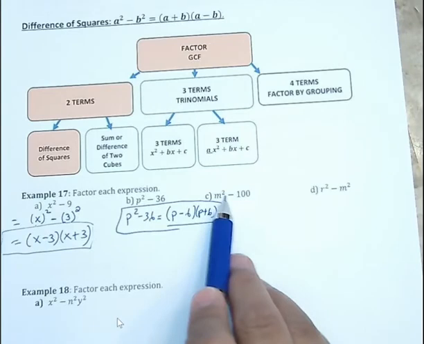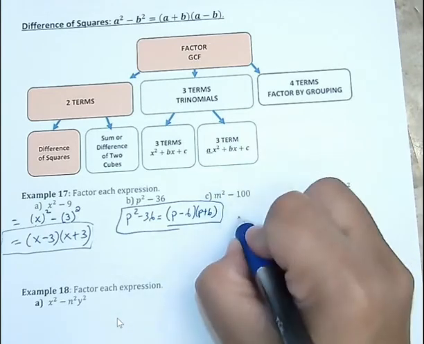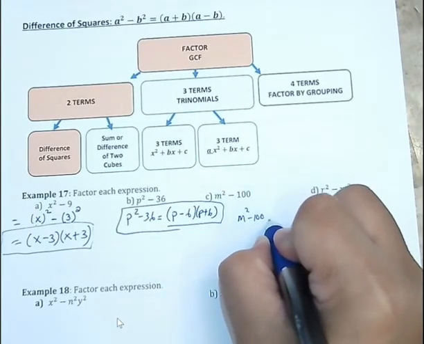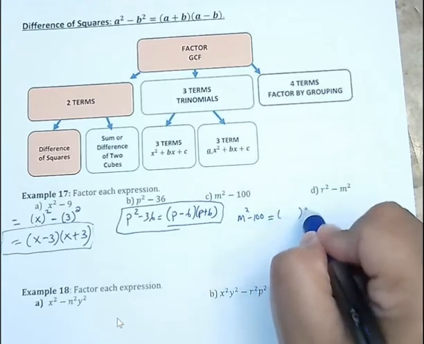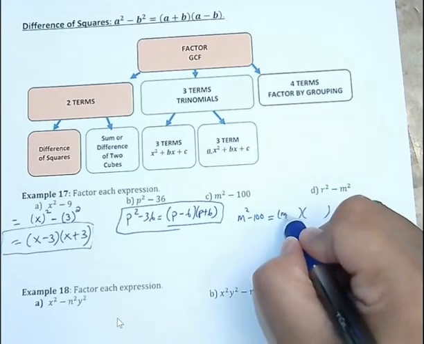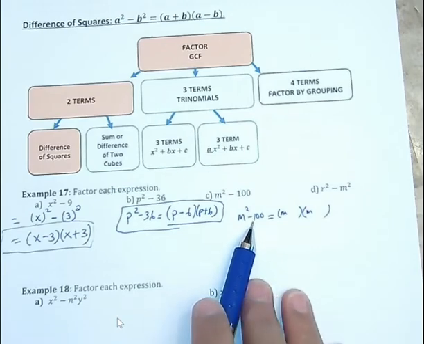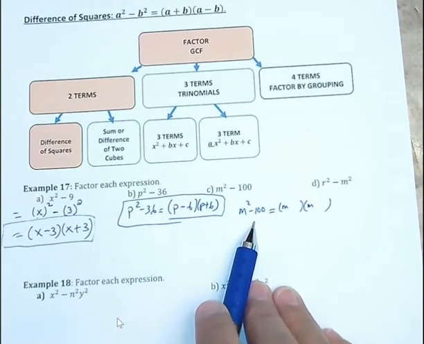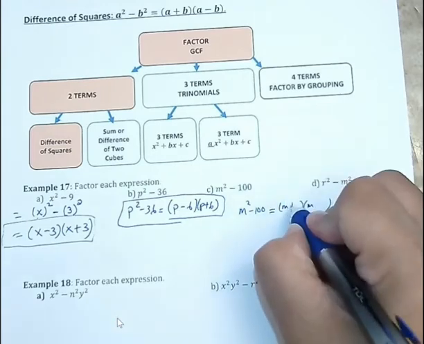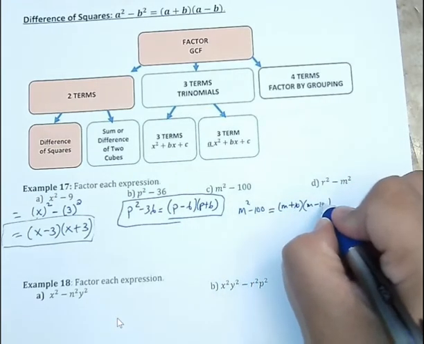Here we have m squared minus 100. So m squared minus 100, we know it's going to be two parentheses. It's m times m, but the 100 is a perfect square, so we get it from multiplying 10 times 10. So one would be positive and one would be negative.